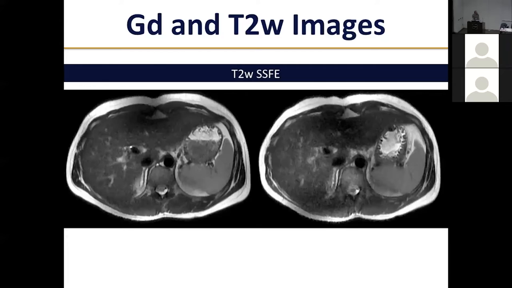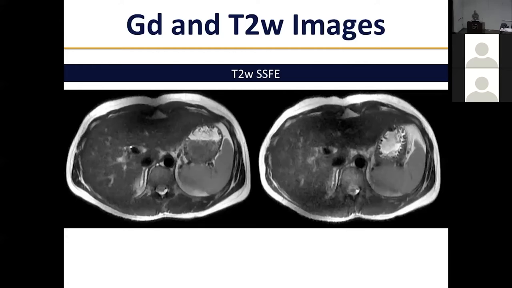This particular case was created with a particular contrast agent known as gadoxetate disodium, which accumulates in the bile duct. So with that as a hint, can anyone tell me which image is pre and which image is post? Well, if we look at this bile duct, the bile duct is very bright pre-contrast on a T2 weighted image. And this bile duct disappears post-contrast.